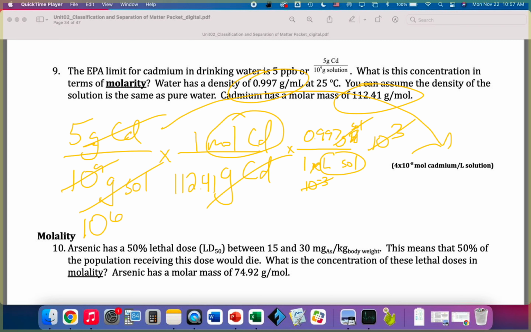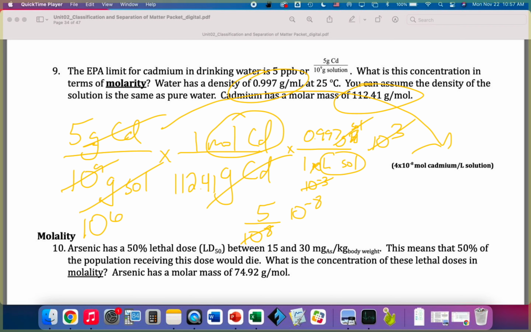5 times 0.997 is basically the number 5. 5 times 1 is 5. So now I have 5 divided by 100. 100 would be 10 to the 2nd. This would be 10 to the 6th. So 2 powers of 10 extra would be basically 10 to the 8th. Or if I want to move that up top, 10 to the negative 8th. So I think the answer is pretty close to 5 times 10 to the negative 8th.